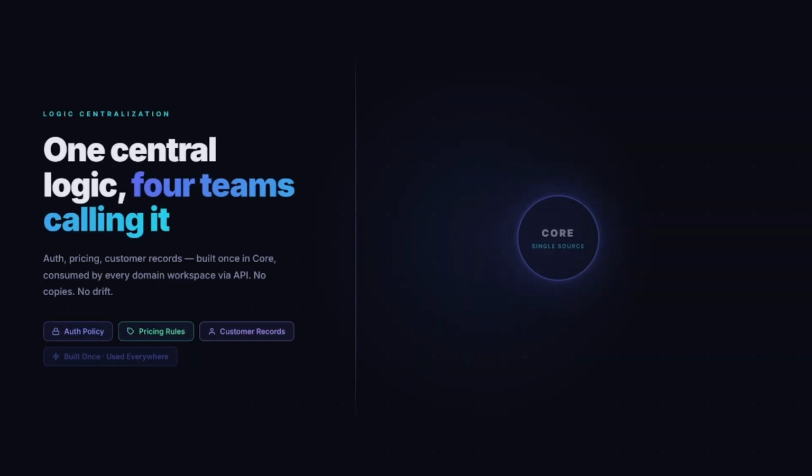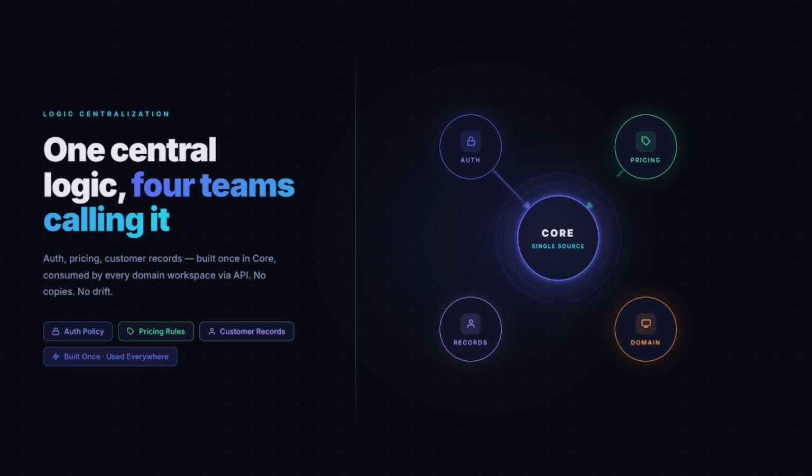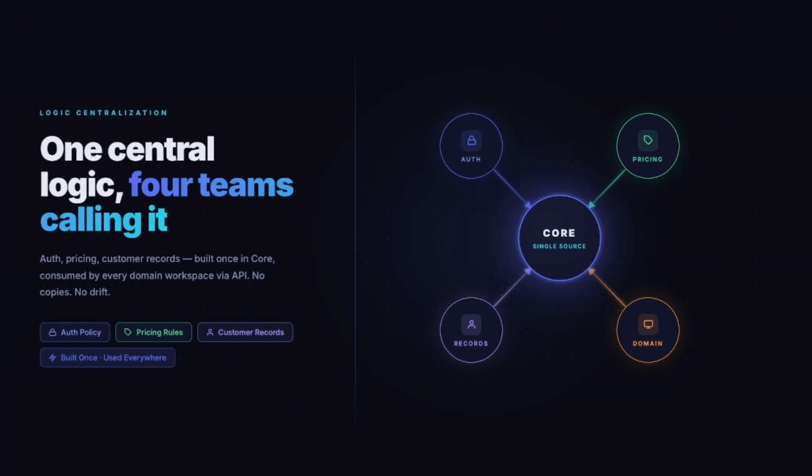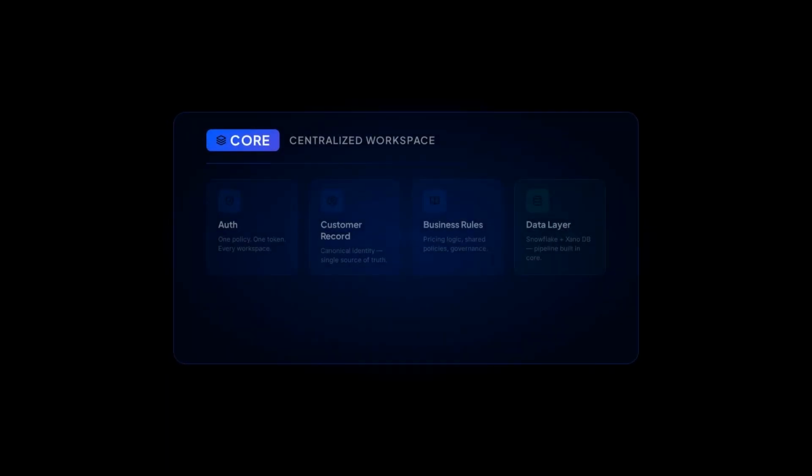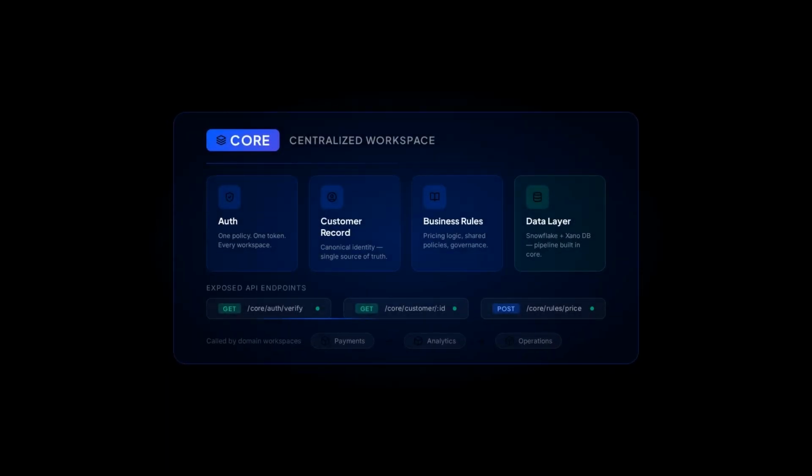We want to take a look at what that looks like. And notice here, core in the center. Domain workspaces call into it. They don't need their own copies of shared logic. They just call core when they need it. So what lives in core? Auth, the canonical customer record, shared business rules, Snowflake, its governance, and everything that has to be the same everywhere lives in core.